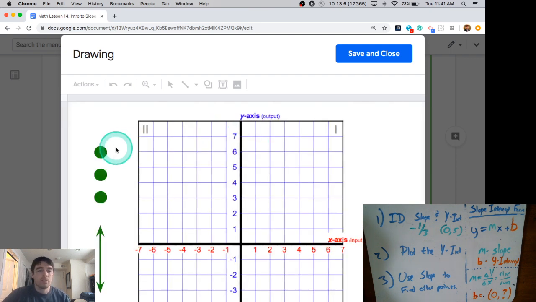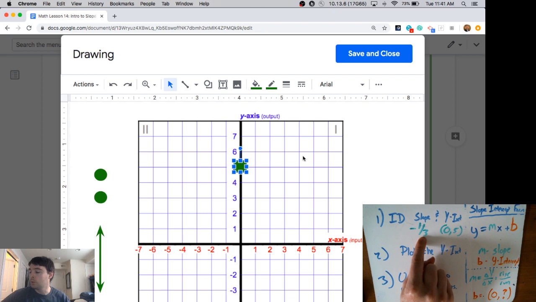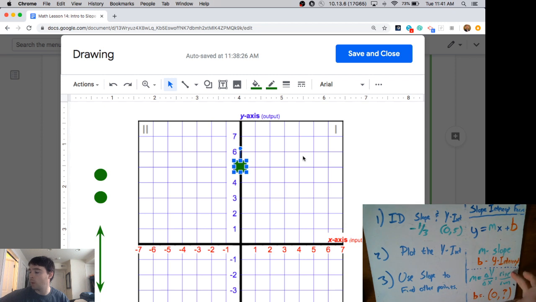Thanks for being patient while this loads up. As soon as it loads, I'm going to drag this first point to the y-intercept of positive 5. And then I also need to use my slope. Now step 3, I need to use my slope to find other points. My slope is negative 1/3, which means my rise is negative 1. Y will lose 1 unit every time we go right by 3 units for the run.